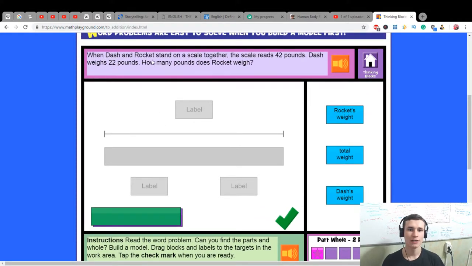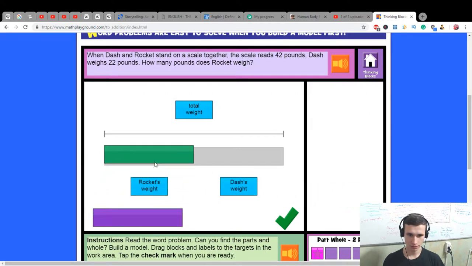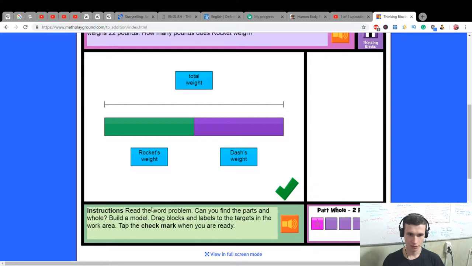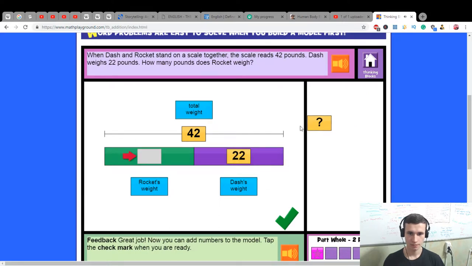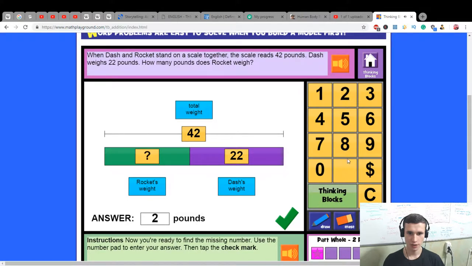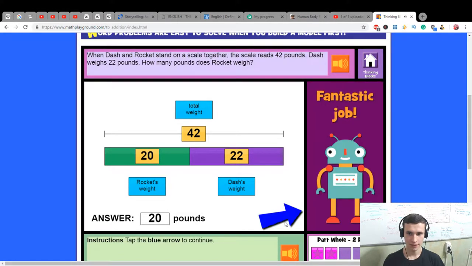When Dash and Rocket stand on a scale together, the scale reads 42 pounds. Dash weighs 22 pounds. How many pounds does Rocket weigh? Total, Rocket, Dash. 42 here and 22 is Dash's weight. And here nothing. And this will be 20. 20 is the answer. Fantastic job.